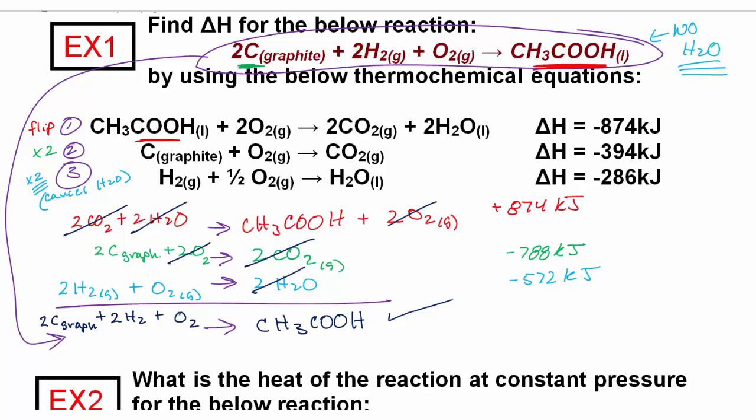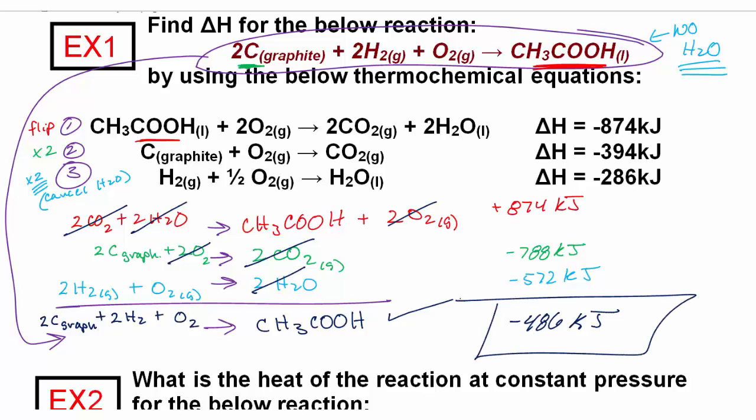874 minus 788 minus 572, a negative 486 kilojoules. There's my answer. So negative 486 kilojoules is the enthalpy for the reaction that they wanted.